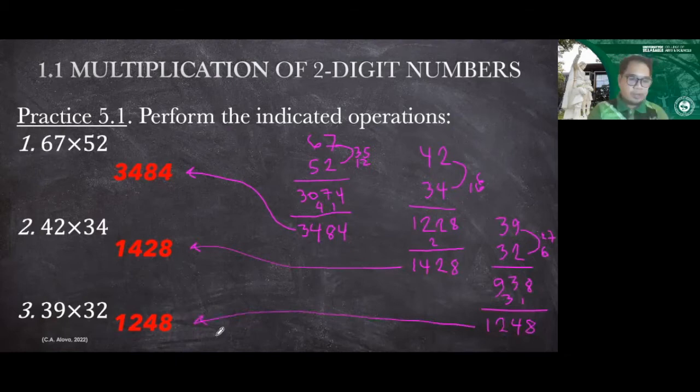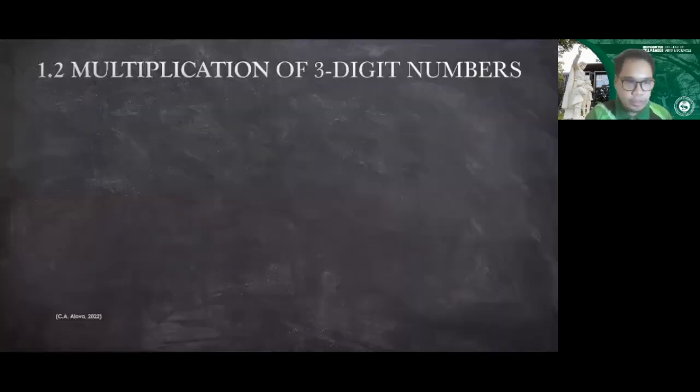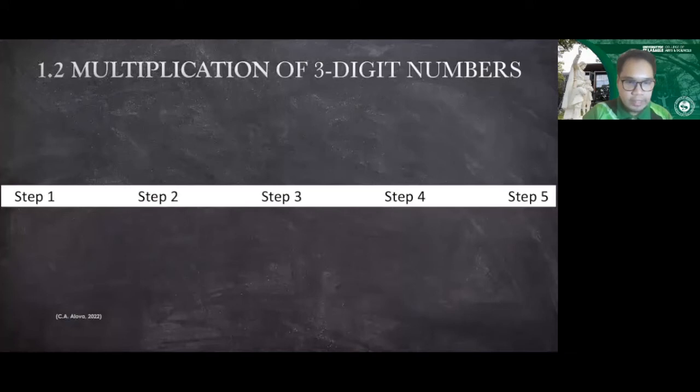Okay, so I hope you got at least 2 out of 3. If you only got 1, more practice will be necessary. All right, now let's continue from 1.1 to 1.2. We're going to extend this into 3-digit multiplication. So we have 3 digits now. We're going to multiply 3 digits by 3 digits.